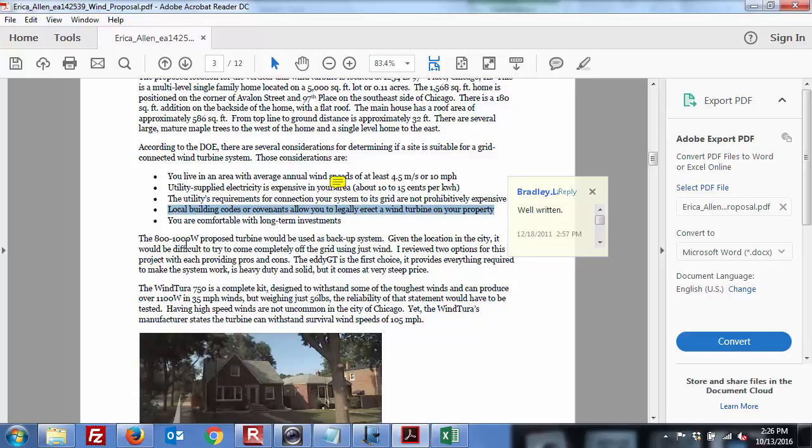I mean, 800 to 1,000 watts, that's the average electrical load for a house, and the thing would have to be running all the time to supply the electricity. Just not going to happen. She's done a little bit of research. Selected the Eddy GT, provides everything required to make the system work. Heavy duty, solid, but it's expensive. Well, probably worth it because that's going to reduce your maintenance costs.